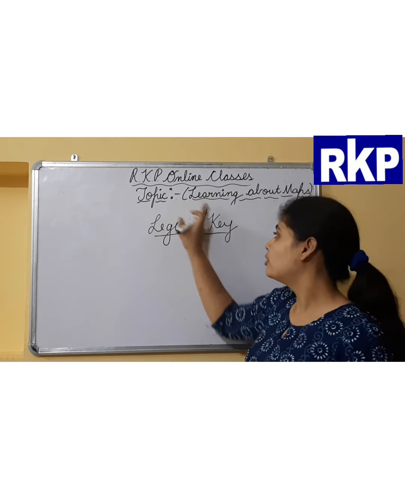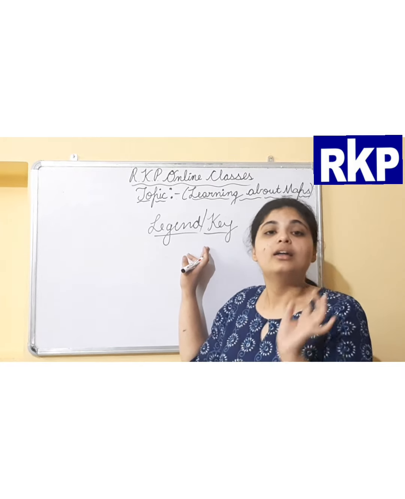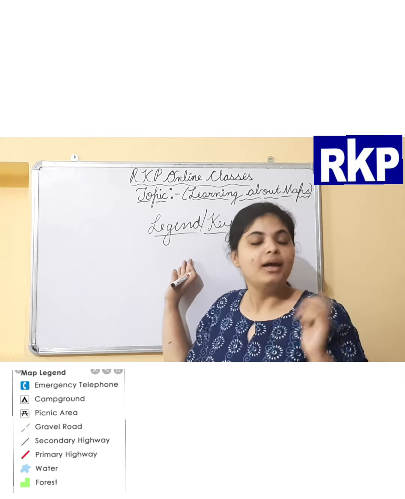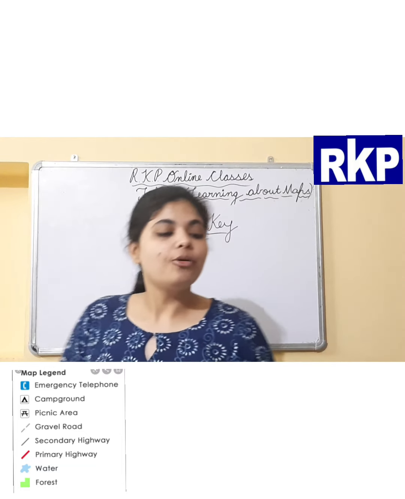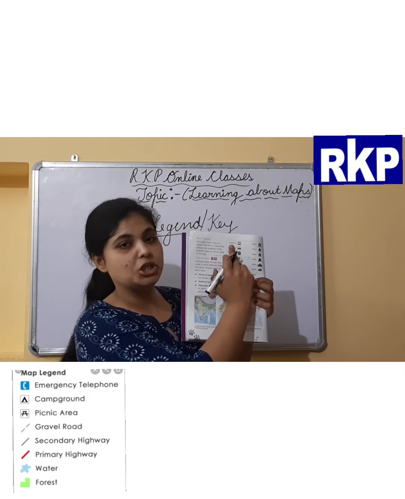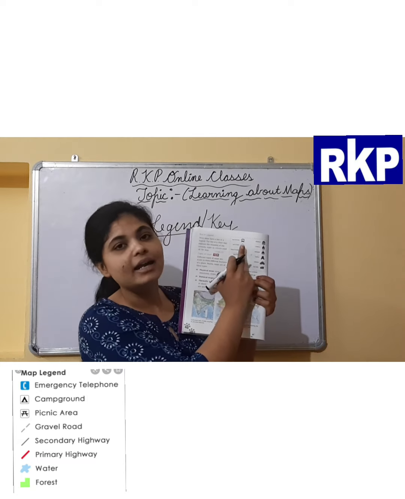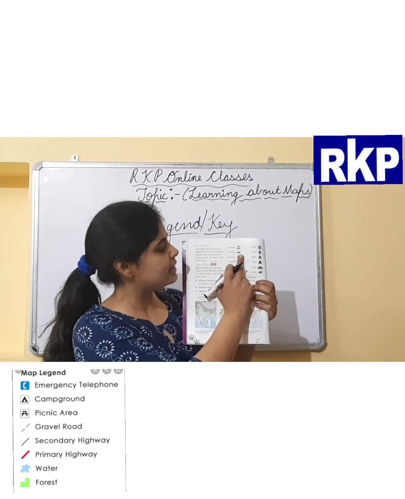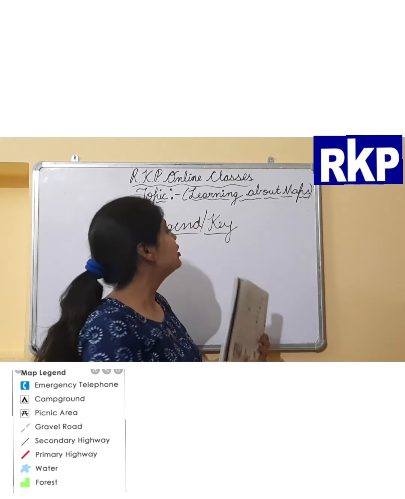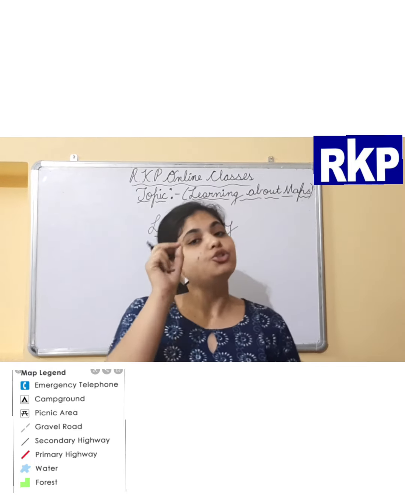This legend, which is also known as the key, is a chart that explains the meaning of the symbols and colors used on the map. Let's take an example. In your book, different symbols are given, like a bus station is represented by the symbol of a bus, a taxi stand is represented by the symbol of a taxi, a train station by the train. That means this legend or key is a chart that will tell you the meaning of the symbols used on the map.